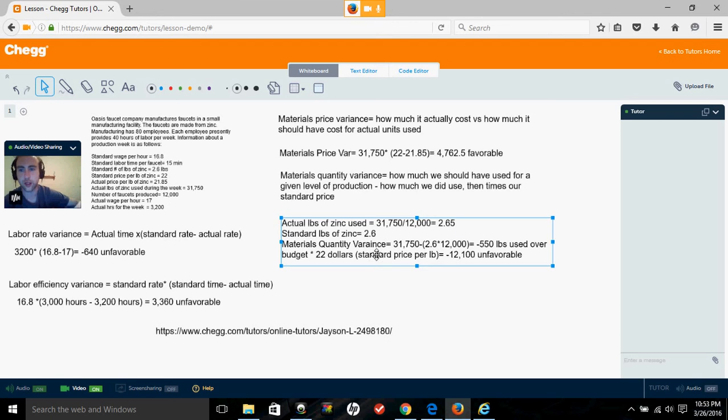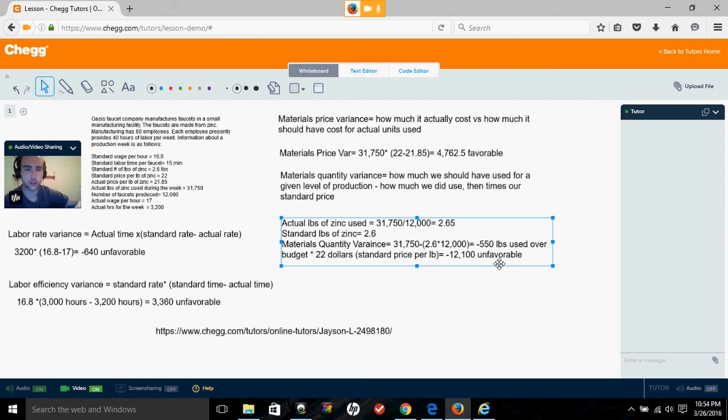And in this case, I would suggest doing it the other way just because it's a little less having to deal with rounding. And to do it this other way, we would just take 2.6 pounds times our 12,000 faucets produced and subtract that from the 31,750 pounds we actually used. And if we do that, we get a negative 550 pounds, meaning we used 550 more pounds than we thought we would. And if we times that by our $22 standard price per pound of zinc, we get our variance. In this case, it's unfavorable because we used more pounds of material than we thought we would. So we have a 12,100 unfavorable variance.